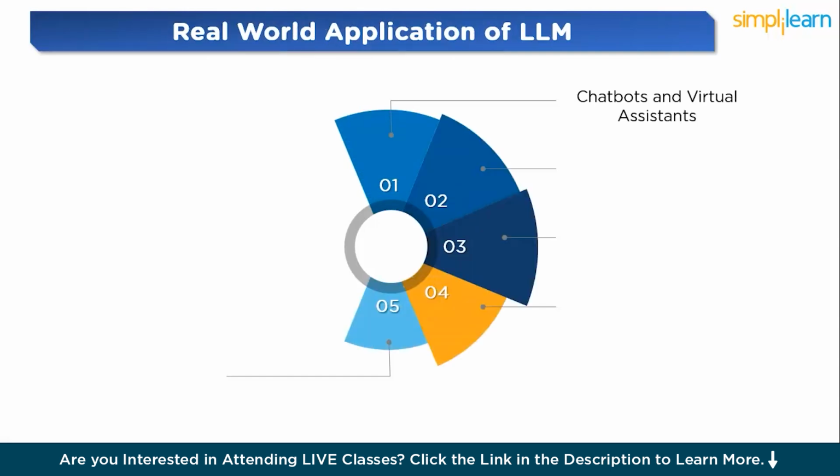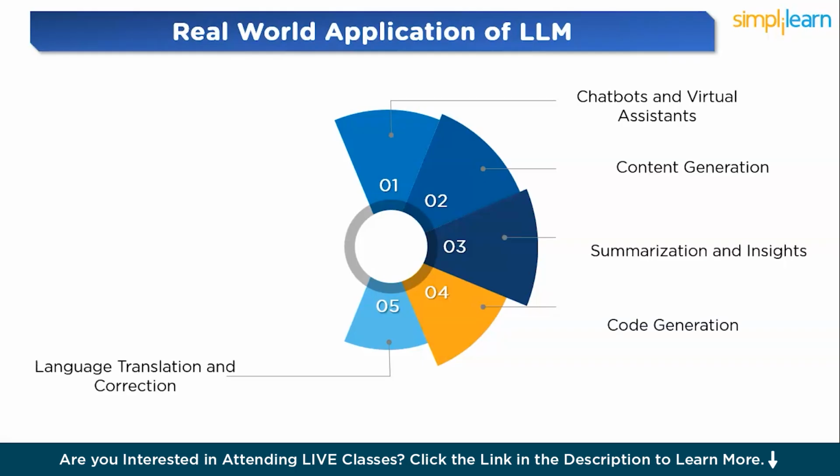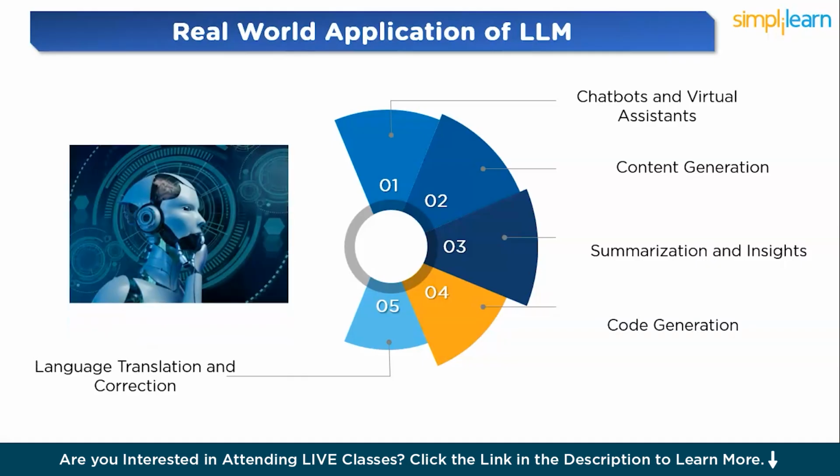Now, let us move ahead and try to understand some of the real-world applications of LLMs. So, the first one is chatbots and virtual assistants. Apps use LLMs to power smart conversations with users, whether it's customer support, booking assistance, or mental health guidance. LLMs help deliver human-like, helpful interactions.